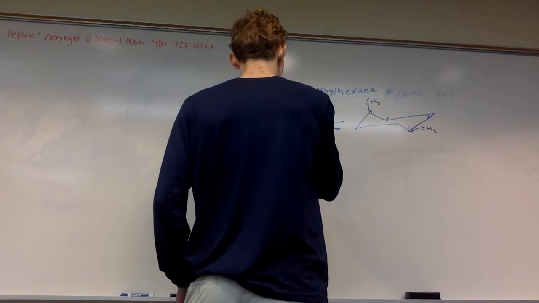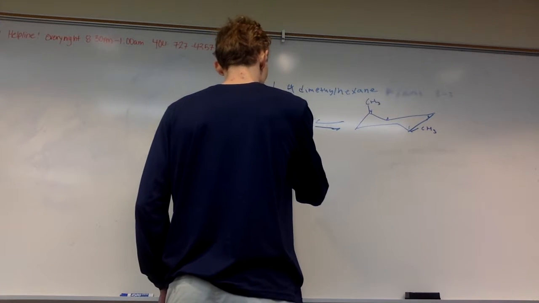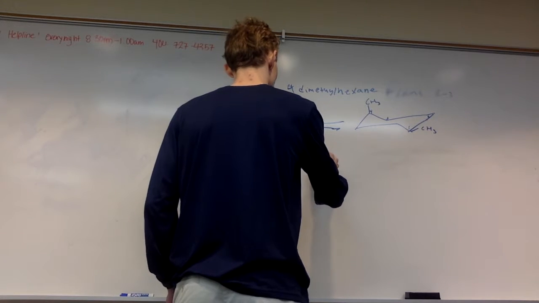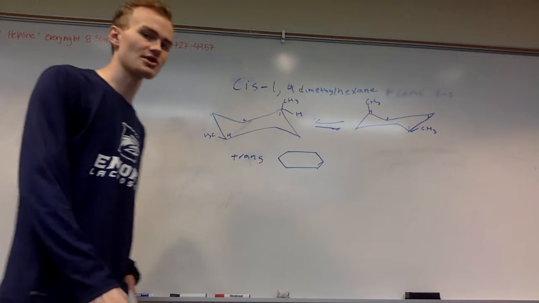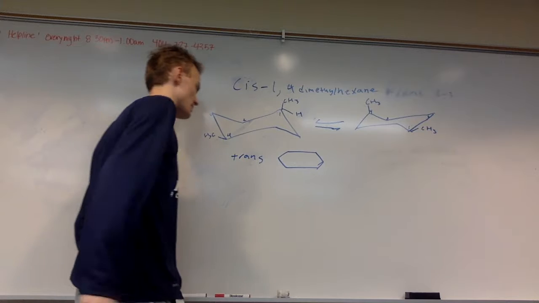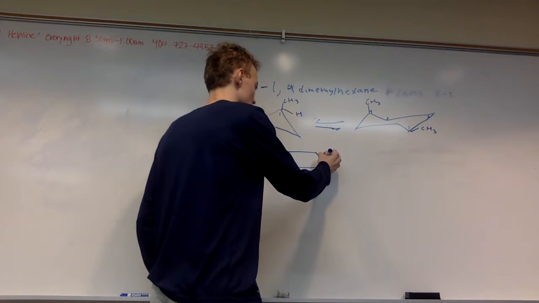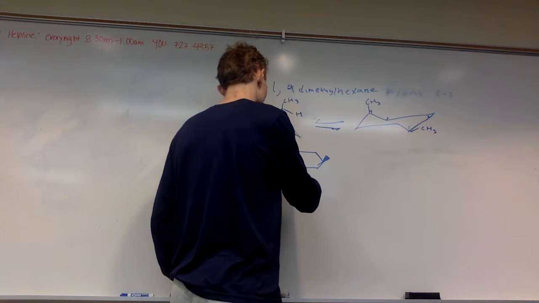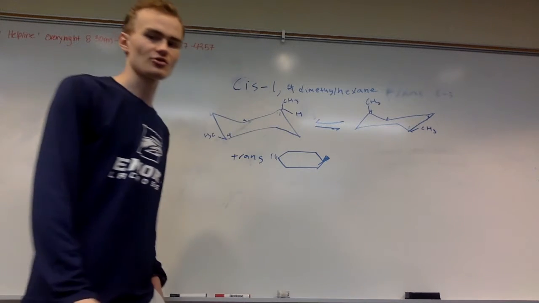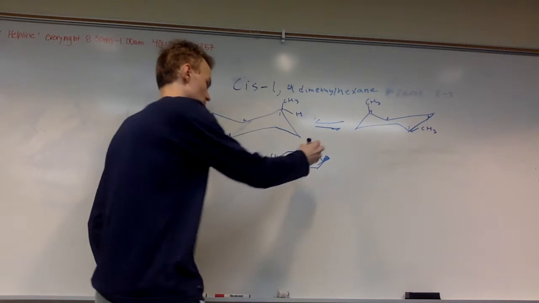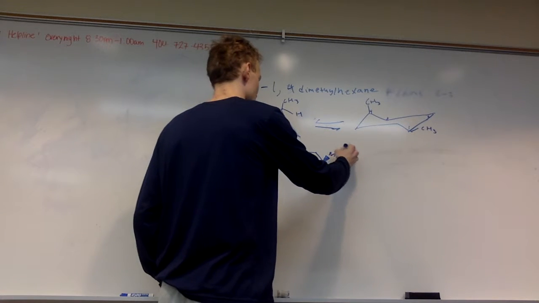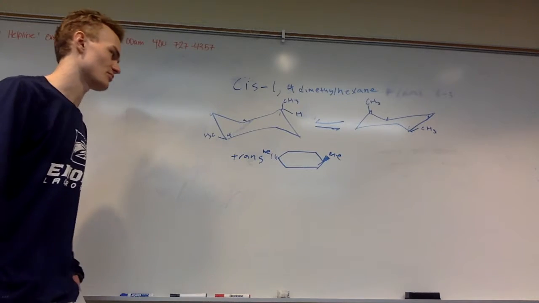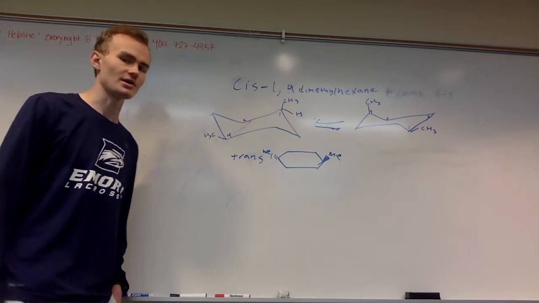So the trans version is just going to look like this, where we have our little hexagon going on, which isn't my best hexagon that I've drawn. So here we've got a methyl group here, and we have a methyl group here. If we want to label this, we definitely can, Me for methyl, or we don't even have to label them.